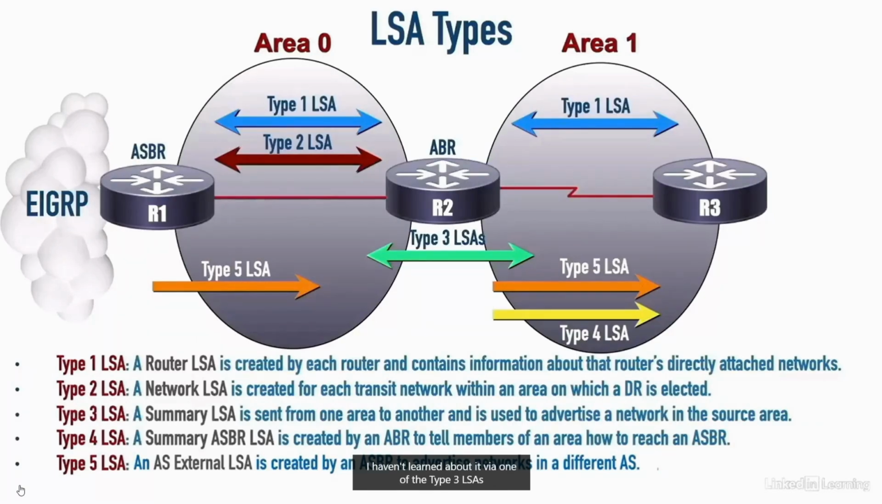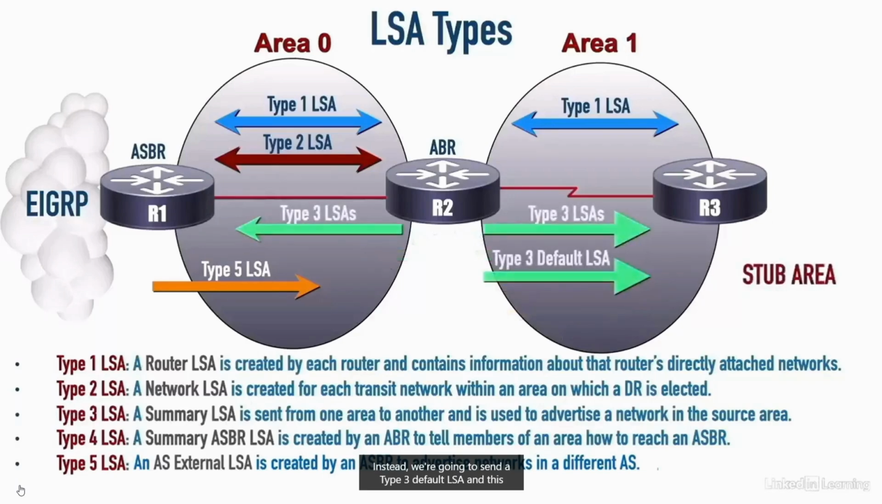I haven't learned about it via one of the Type 3 LSAs coming from Area 0, so I'll use my default route that I learned via this Type 3 LSA, which is going to get me over to the ASBR and out to EIGRP. I mean, there's no other place to go. It must be out there if I don't have that network learned locally or in Area 0. So if we do that, we eliminate the need to flood all of those Type 5 LSAs into Area 1. And even the Type 4 LSA doesn't need to go into Area 1. Instead, we're going to send a Type 3 default LSA.